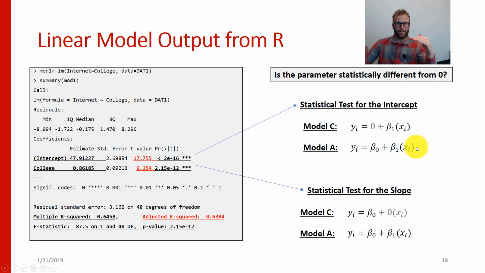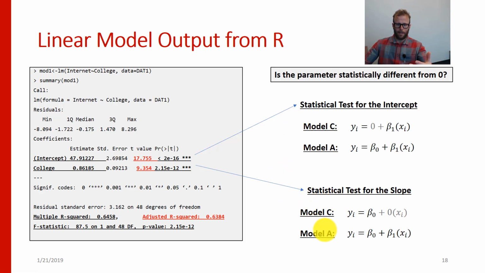The model A is the same in both cases. We have a model A with 2 parameters here, and we have a model A with 2 parameters here. For the test of the intercept, our model C forces the intercept to be 0. For the statistical test of the slope, our model C forces the slope to be 0. But in both cases, the same logic applies. We're going to calculate the proportional reduction in error for this model comparison and turn it into an F observed value, and then we're going to look at that F observed relative to the null distribution.